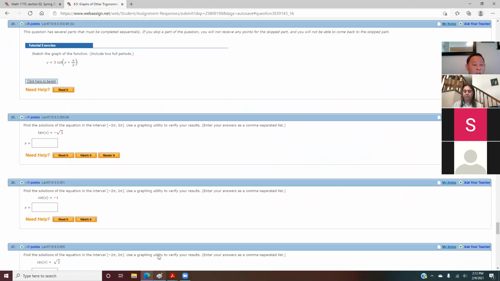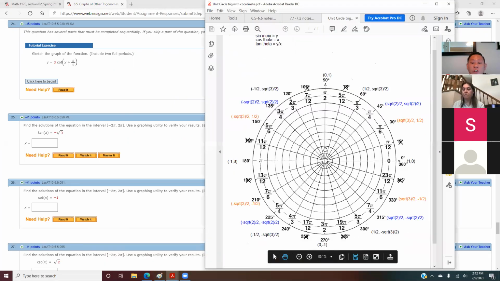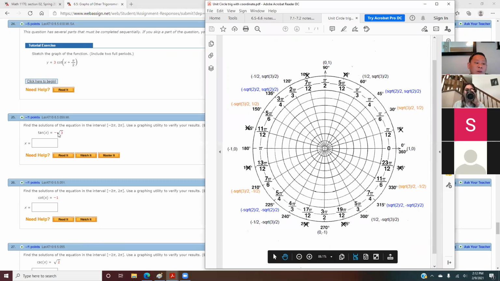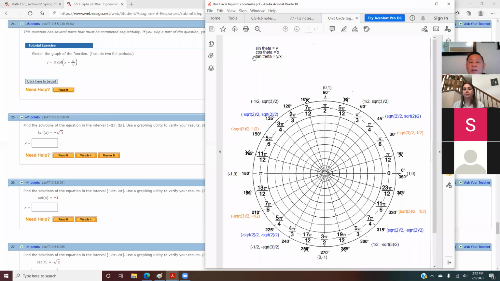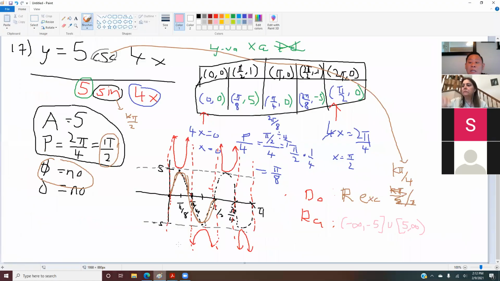25 is this one. So you have to find the solutions on the interval from -2 pi to 2 pi, for tangent x equals -√3. What you need to do here, if you have a unit circle approach, is figure out which one of these, when you divide, because tangent is y over x. So if you take y over x on each one of 30, 45, 60, can you tell me which one of these will give me the square root of 3?